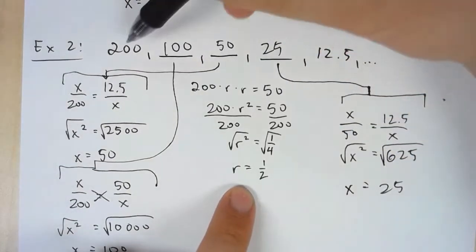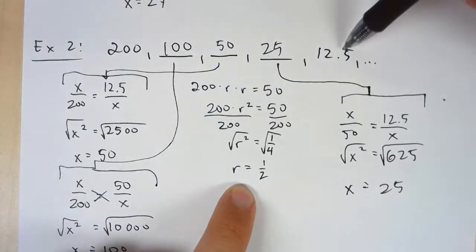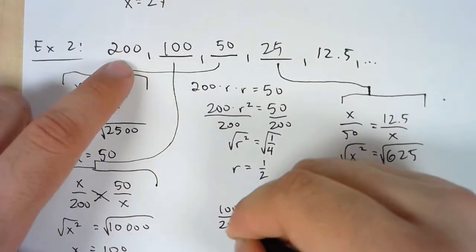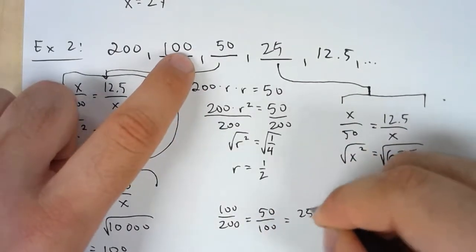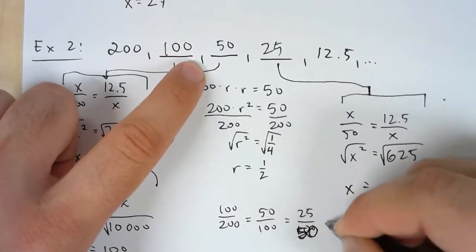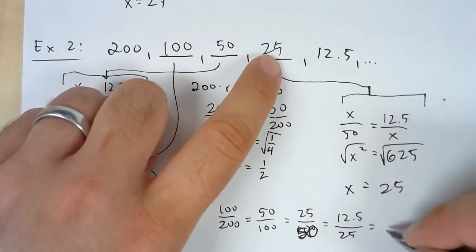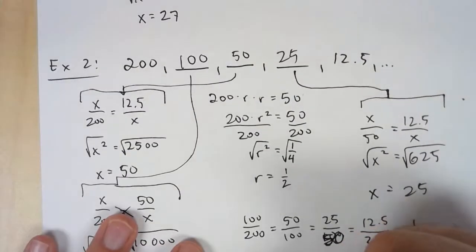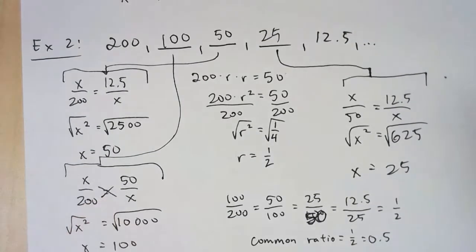If we have an r of 1/2, 200 times 1/2 is 100, times 1/2 is 50, times 1/2 is 25, times 1/2 is 12.5. And again, if you didn't think about this, you could still say, oh, 100 over 200, or you could say 50 over 100, or you could say 25 over 50, or 12.5 over 25. Either way, you're going to get 1/2 as your common ratio. So the common ratio for this equals 1/2 or 0.5, whichever way you're happier with.